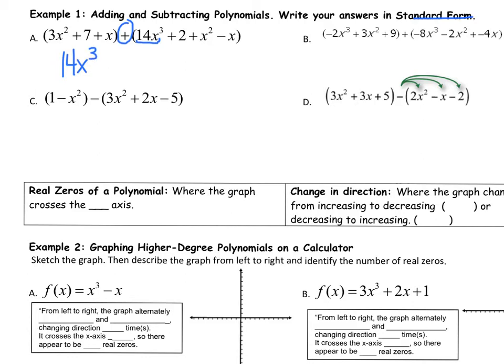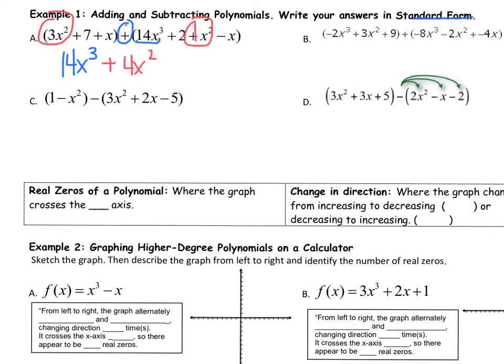Next, we'll look for x to the seconds. We have three of them right here. We're going to add this many more right here. So it'll be 3 plus 1. So all together we'll have 4x to the seconds.